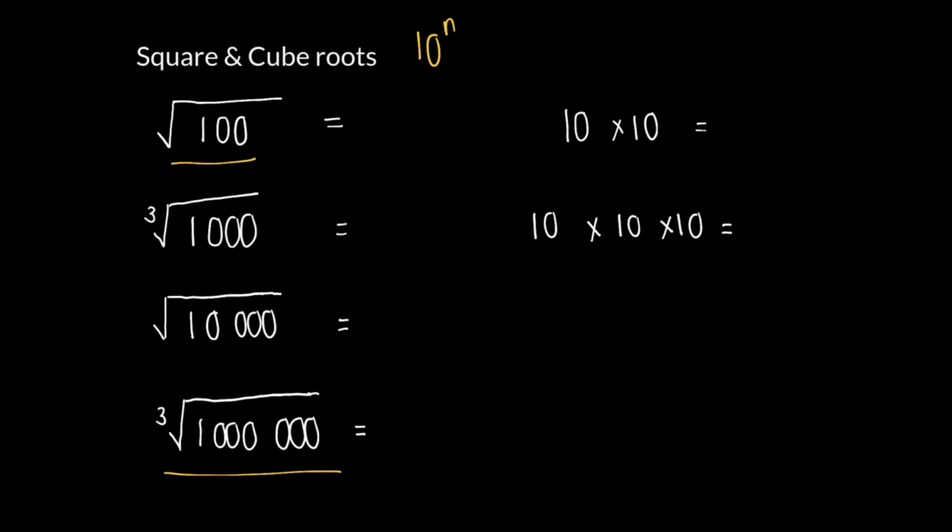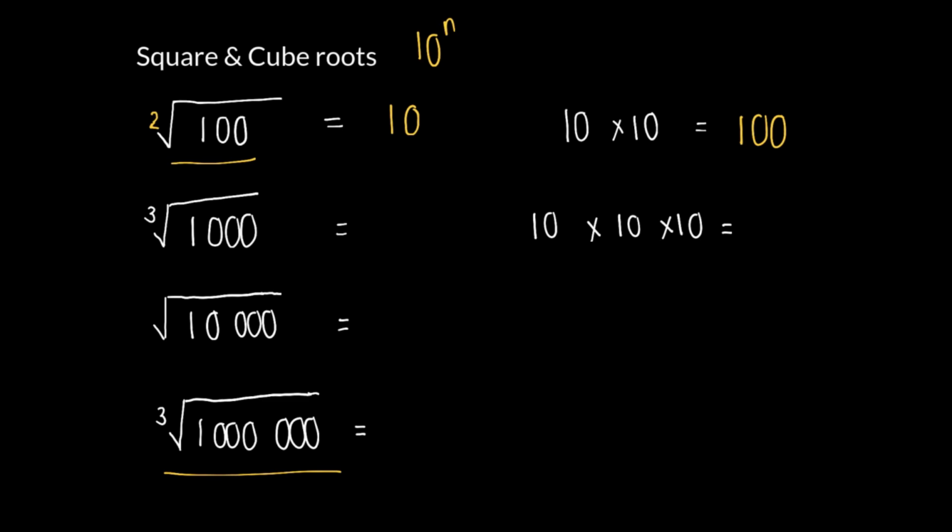Now, when we talk about the square root of 100, we're asking ourselves, what number multiplied by itself twice? Because remember, if there's no number in front of the square root sign, that means there's a 2 there. And that means we're looking for one number multiplied by itself twice that will give us 100. It's 10, because 10 times 10, the same number multiplied by itself, will give us 100. So the square root of 100 is equal to 10.